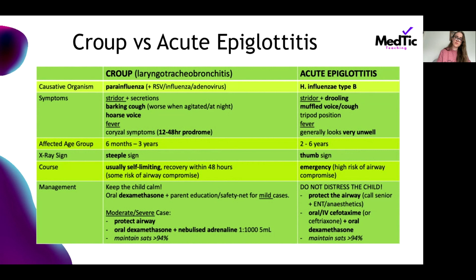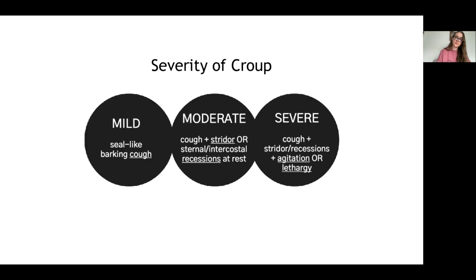In the moderate to severe cases, you might also give them nebulized adrenaline. That would be for patients with very high fevers, a respiratory rate above 60, signs of respiratory failure, and also if they're under 3 months old, you're going to be worried about them. Okay, so if we just go to the next slide, this is just the severities of croup: mild, moderate, and severe. Like I say, if it's just mild, give them the oral dexamethasone and send the parents home with education. But if it's moderate or severe, you need to make sure that the airway is going to be protected and add nebulized adrenaline.